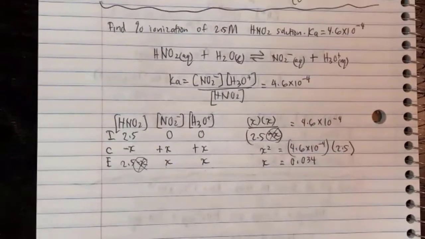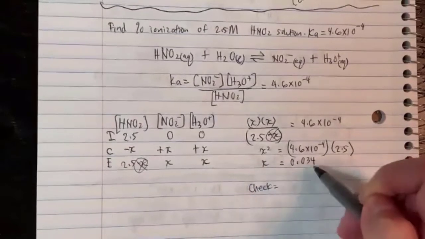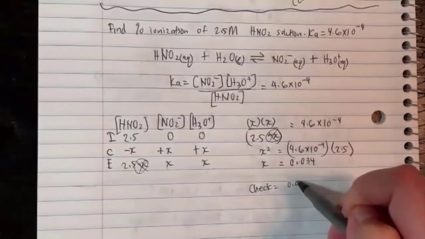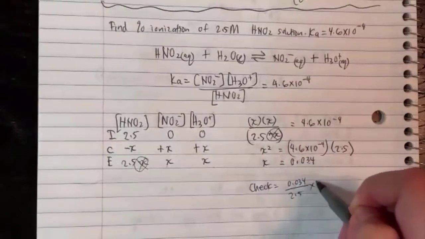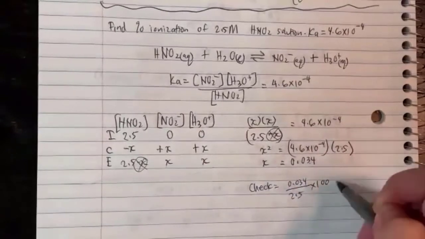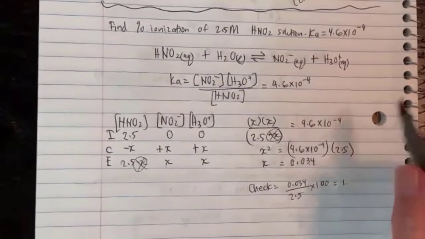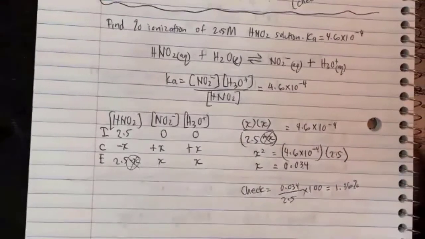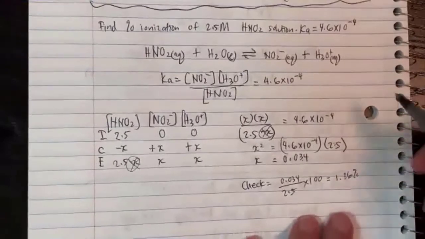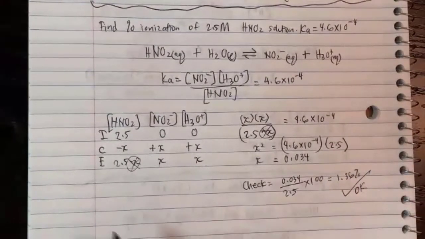Okay, now, once we get this, we want to do the check step, which is x, right? 0.034 divided by 2.5 times 100 to get the percentage. I get 1.36%. So we're still good, all right? So this is okay. Now, then they say percent ionization.